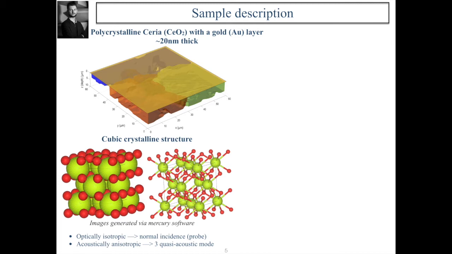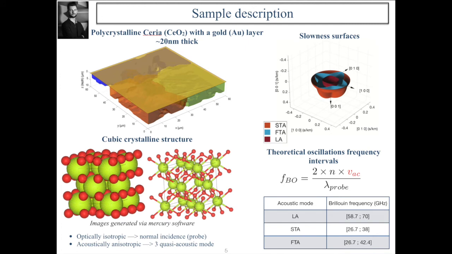Our sample is a polycrystalline ceria material with a gold nanolayer that plays the role of the optoacoustic transducer. This material has a cubic crystalline structure. This means that from the optic point of view, it is isotropic. Hence, the probe laser beam will not be refracted when facing a boundary between two differently oriented grains. However, from the point of view of acoustics, this cubic crystalline structure means it is anisotropic. Hence, up to 3 quasi-acoustic modes can be generated in this kind of structure.